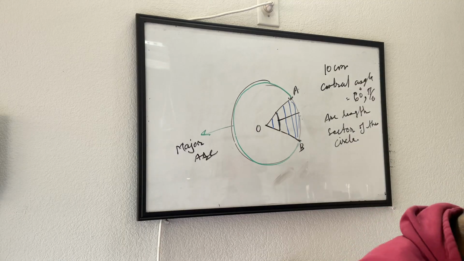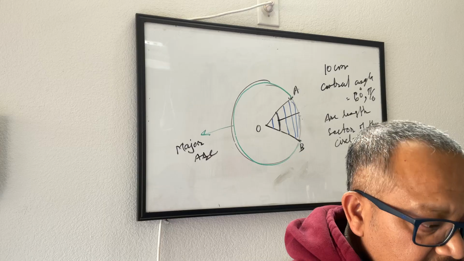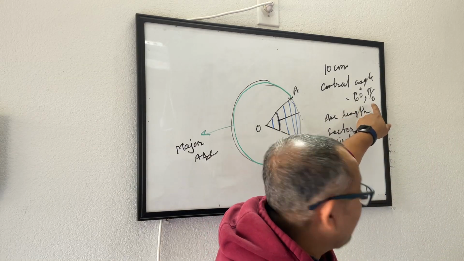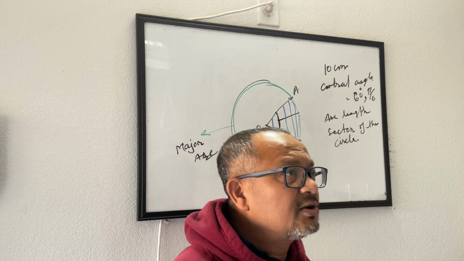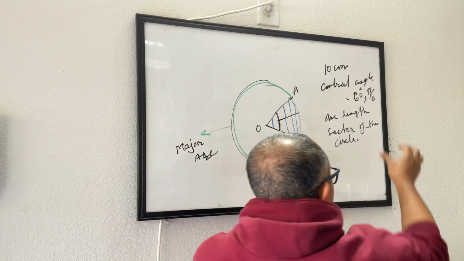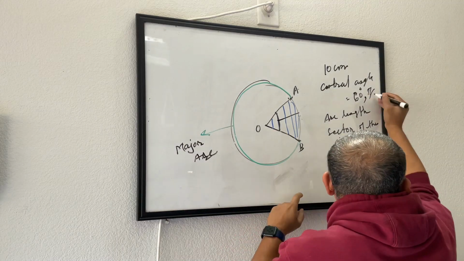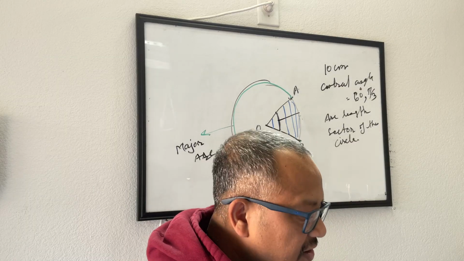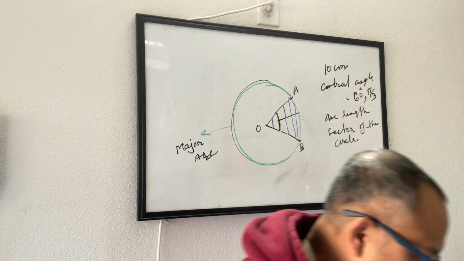Is it 60 degrees? Yeah, it's 60 degree or pi by 6 radian. Oh, no, it's not pi by 6, it has to be pi by 3. I mean, you might come across a question in radian or you might come across a question in degree. That's why I'm putting both of them together.